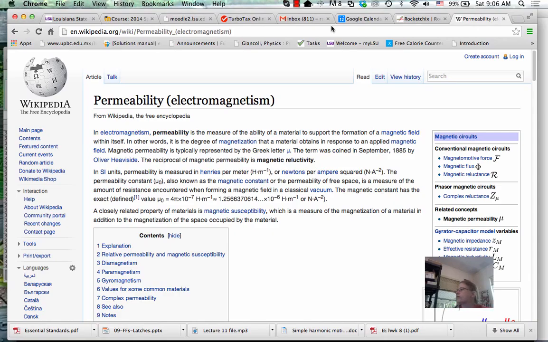So we have permeability, which is the measure of the ability of a material to support the formation of a magnetic field within itself. And we have the magnetic constant that we just looked at, the permeability of free space, 4 pi times 10 to the minus 7. And then here it's given in different units. So we have henries. You'll learn about henries later.